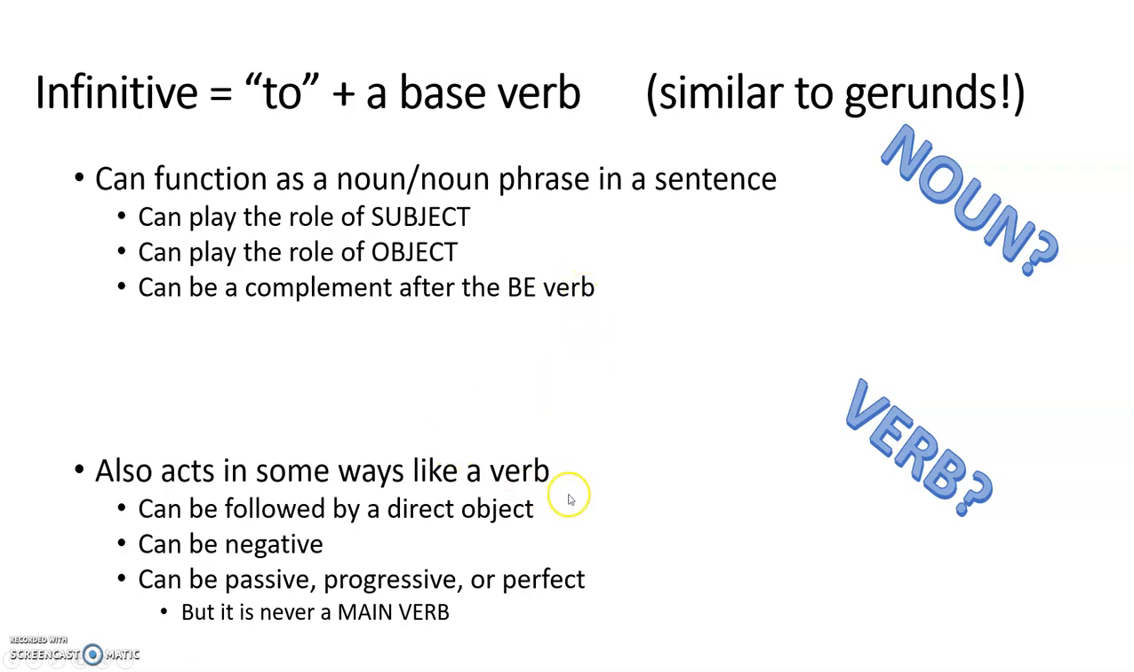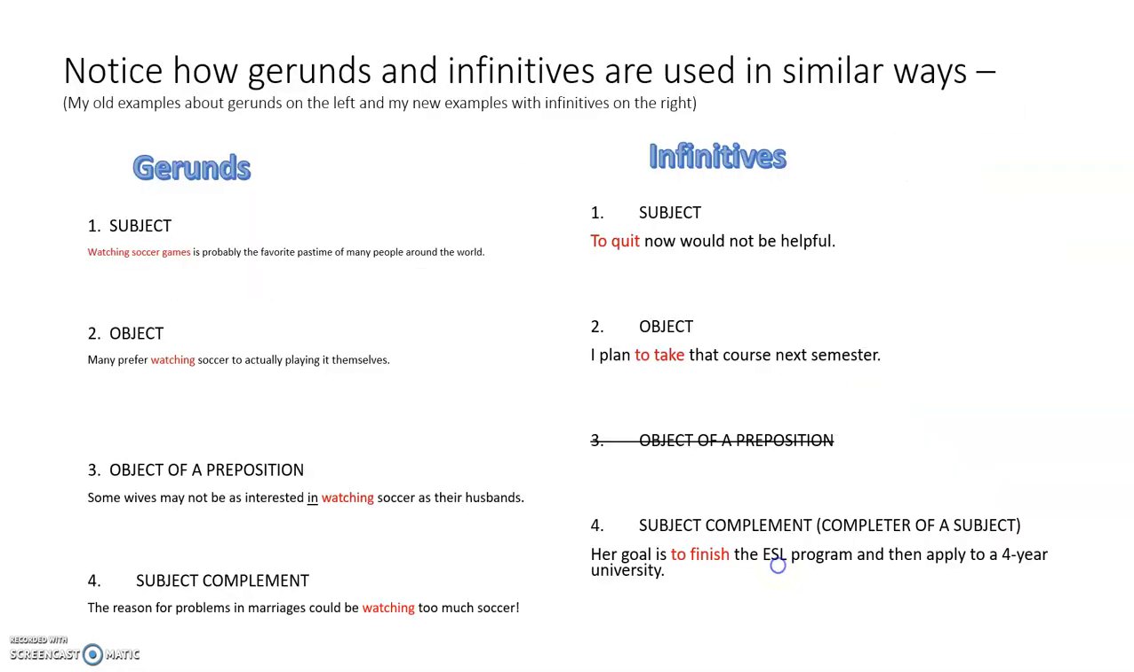Infinitives also have some things in common with verbs. They can be followed by a direct object. Infinitives can be negative. They can also turn into passive or progressive or perfect forms, but the infinitive is never a main verb. So all of this is in common between gerunds and infinitives.